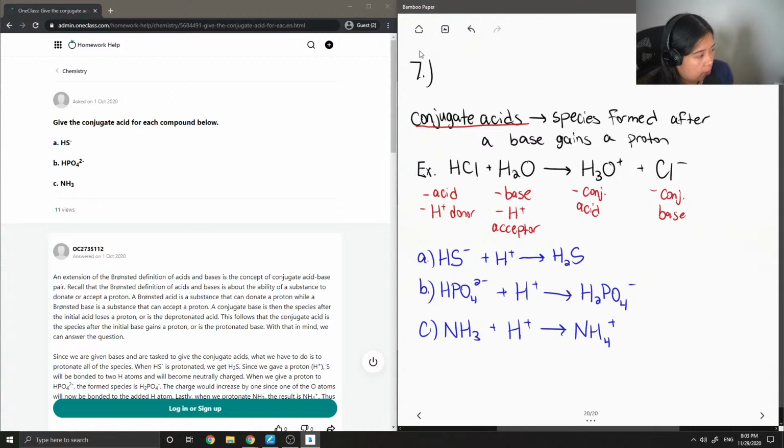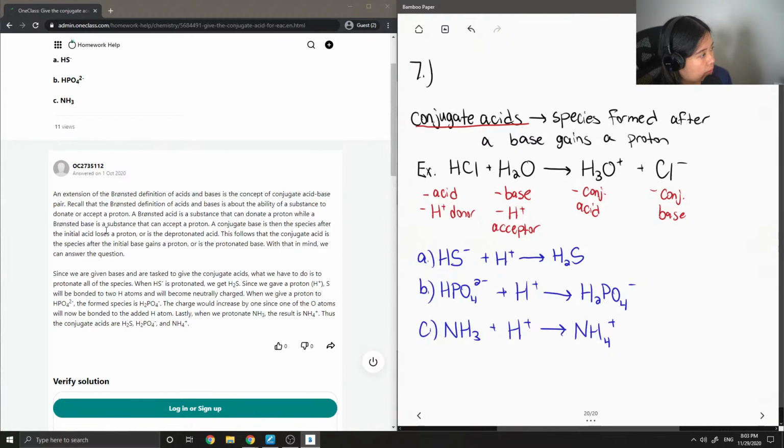Okay, so let's see what the junior tutor said. An extension of the Bronsted definition of acids and bases is the concept of conjugate acid-base pair. Recall that the Bronsted definition of acids and bases is about the ability of a substance to donate or accept a proton. A Bronsted acid is a substance that can donate a proton, while a Bronsted base is a substance that can accept a proton. Conjugate acid or conjugate base is then the species after the initial acid loses a proton, or is the deprotonated acid.